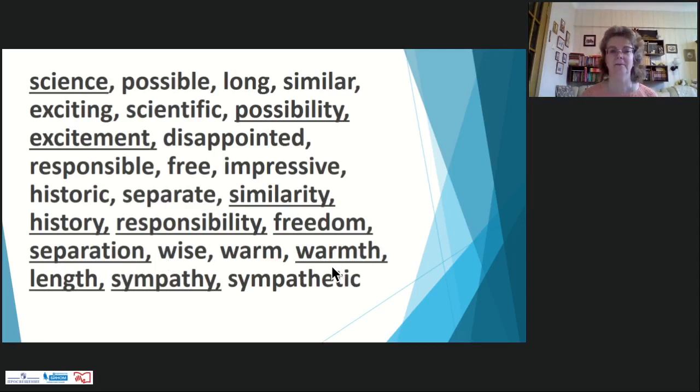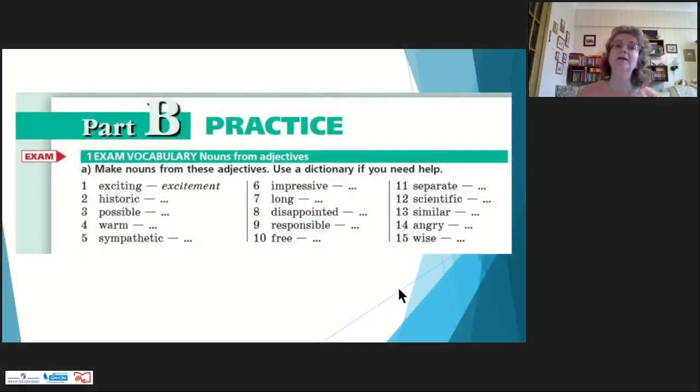Warmth. Да, это существительное образовалось от слова warm и обозначает теплоту и тепло. И в прямом, и в переносном смысле. Length. Длина. Sympathy. Симпатия. I hope you have already remembered these words because you will need them for the next exercise. Look at the next slide and try to do this task.